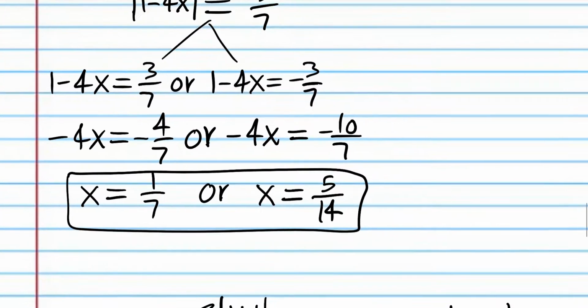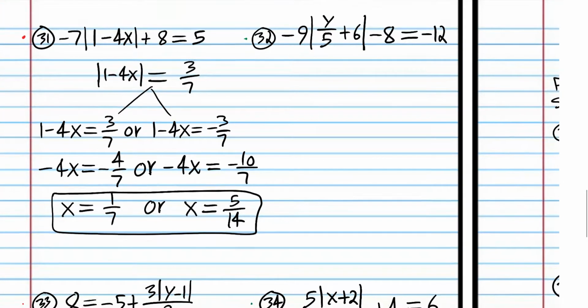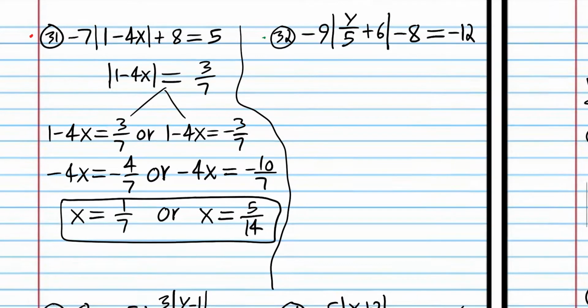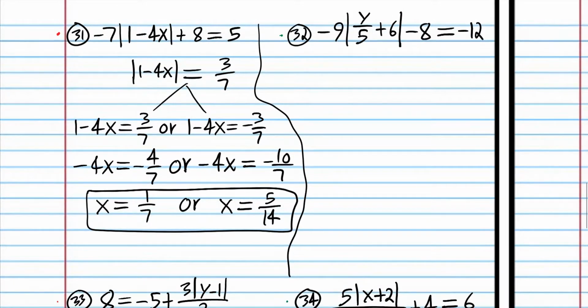So again, the only difference with that problem is we had fractions. I'm sorry about those fractions, but you can't escape them. You have to know how to do fractions in mathematics. So for number 32, you're going to see some fractions. So go ahead and attempt number 32, and when you come back, we'll do it together.